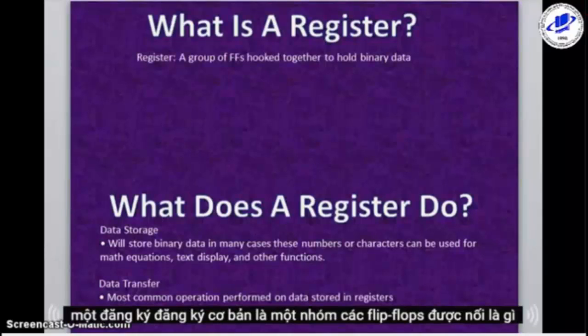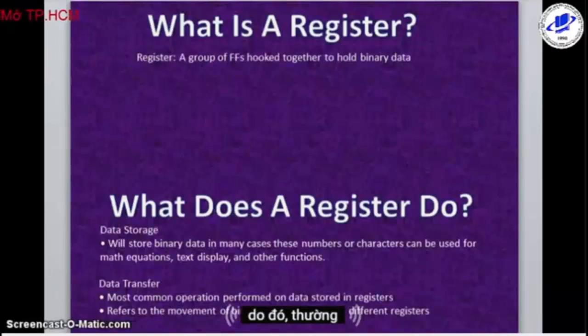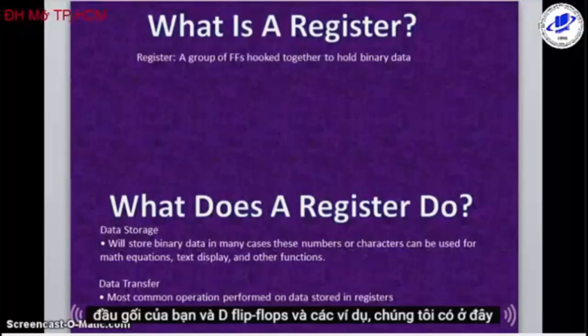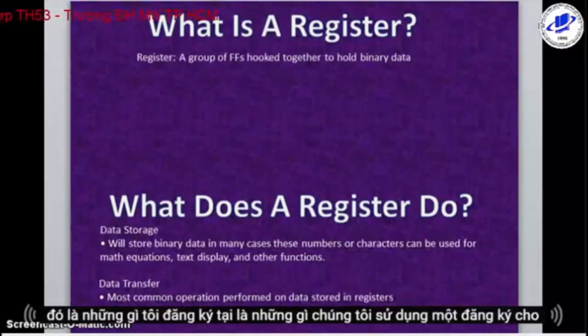A register is basically a group of flip-flops that are hooked together to hold certain aspects of data. So usually we're going to use D flip-flops in the examples that we have here, but I guess that is what a register is.